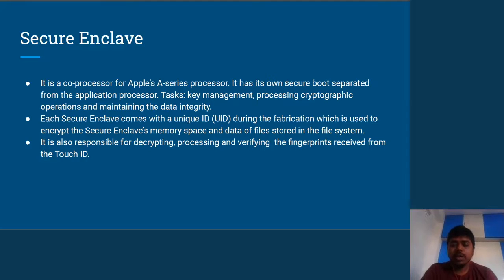Secure Enclave is the co-processor for Apple's A series processor, and each Secure Enclave comes with a unique ID, the UID, set during fabrication, which is used to encrypt the Secure Enclave's memory space and data files stored in the system. It is also responsible for decrypting, processing, and verifying the fingerprints received from the Touch ID.